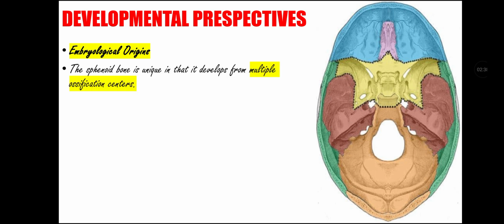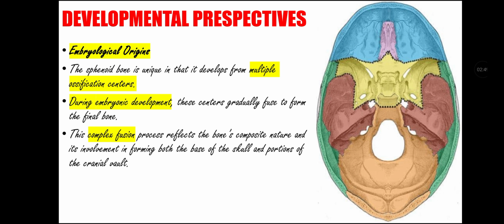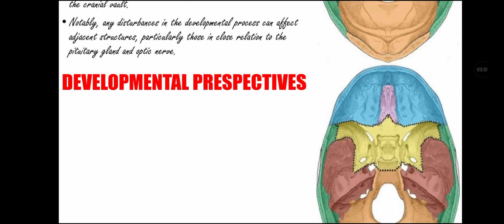Now let's talk about developmental perspectives of the sphenoid bone. The first is embryological origin. Sphenoid bone is unique in that it develops from multiple ossification centers. During embryonic development, these centers gradually fuse to form the final bone. The complex fusion process reflects the bone's composite nature and its involvement in forming both the base of skull and portion of cranial vault. Notably, any disturbance in developmental process can affect adjacent structures, particularly those in close relation to the pituitary gland and optic nerve.